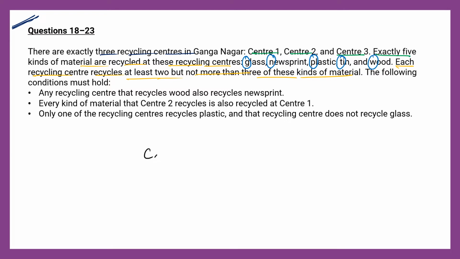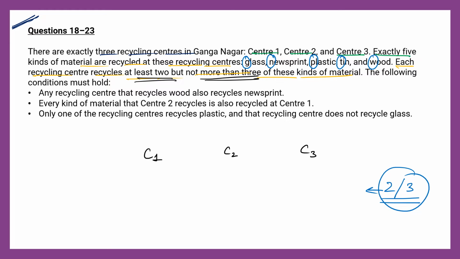You have center 1, you have center 2, and you have center 3, okay? It says that it is not more than 3 and it is at least 2. So what does this mean? It means that it is either 2 or 3, right? It cannot be less than 2 and cannot be more than 3. So that means each one of the centers either has 2 or 3.